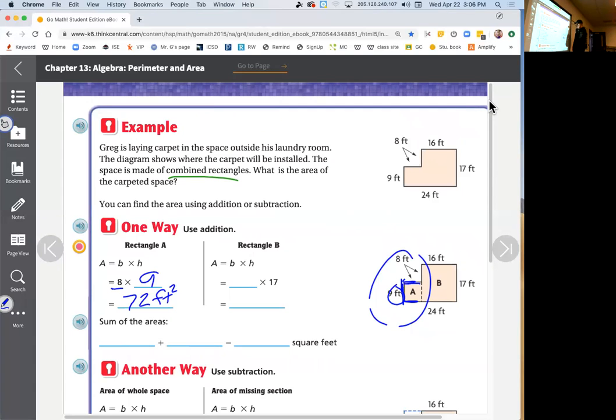All right, now you have to go to rectangle B. Look at B. Well, it's not 24. 24 is the whole thing. You have to pay attention to this. We're only going to there. And so it's 16.